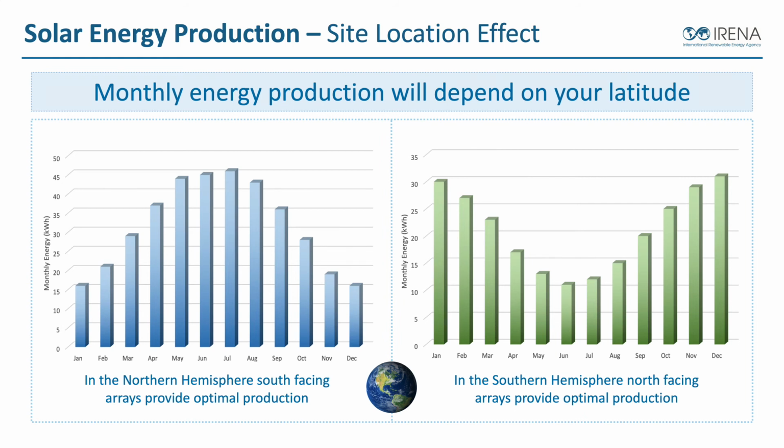Just to be clear, in the northern hemisphere, south-facing arrays provide the optimal power production. So when we live in the northern hemisphere, the further north we go, the more important it is for the array to point to the south to have the most energy production. The closer we get towards the equator, south is still the better direction, but other directions like east, west, and maybe even north might also produce good energy. So we need to evaluate that in every system design. It's going to be a little different for every site.